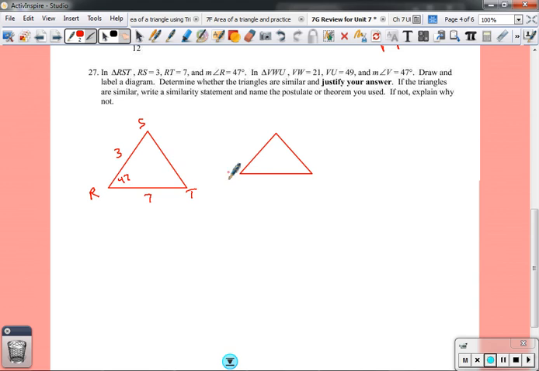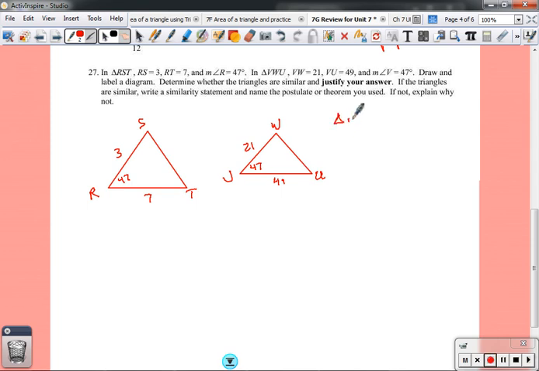In triangle VWU, VW is 21, VU is 49, and V is 47. So the angles are the same. And then I can look at this and see that 3 times 7 is 21, 7 times 7 is 49. So these are similar. All right, so first a similarity statement.